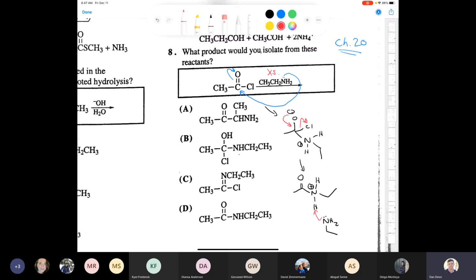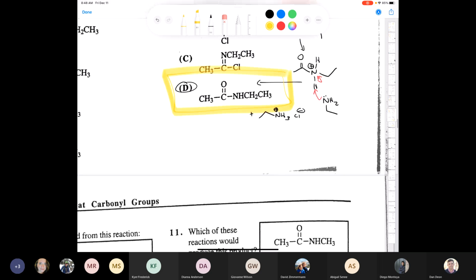Right, then the second equivalent of the base is going to come along and remove that proton, right? And then it's going to give us D plus. We're going to end up with ethyl ammonium chloride. Okay, so the answer is D. We end up making an amide in this case. Okay, again, this is chapter 20. If you need to review your chapter 20 material, we look at a lot of reactions in chapter 20.